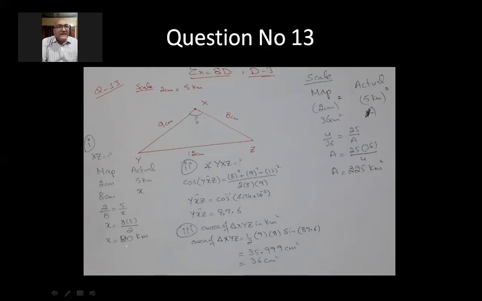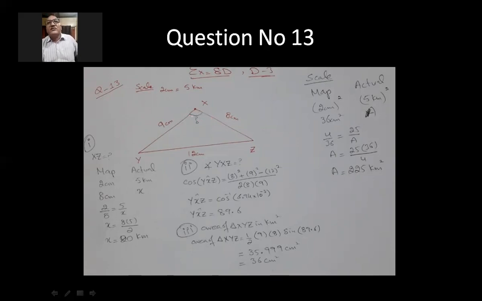The second part is, he says, find the angle YXZ. He says, find the angle YXZ. So he wants you to find out this angle. We know the 3 sides of this triangle.